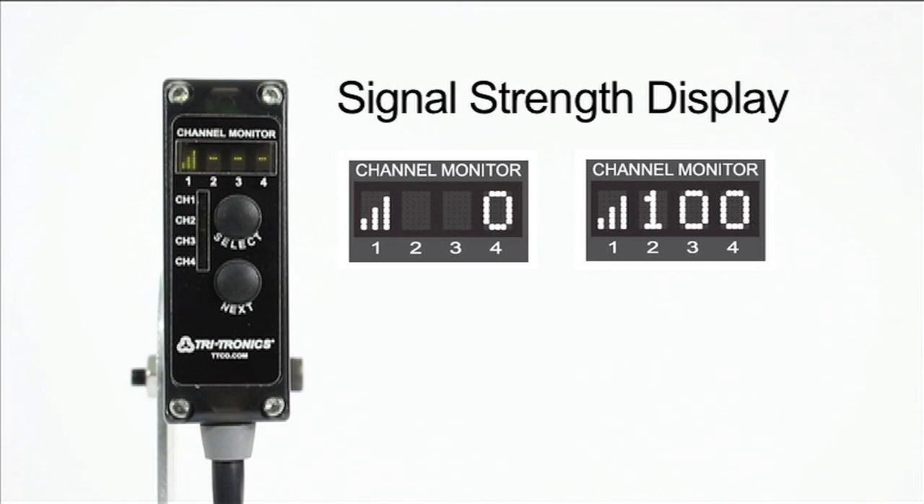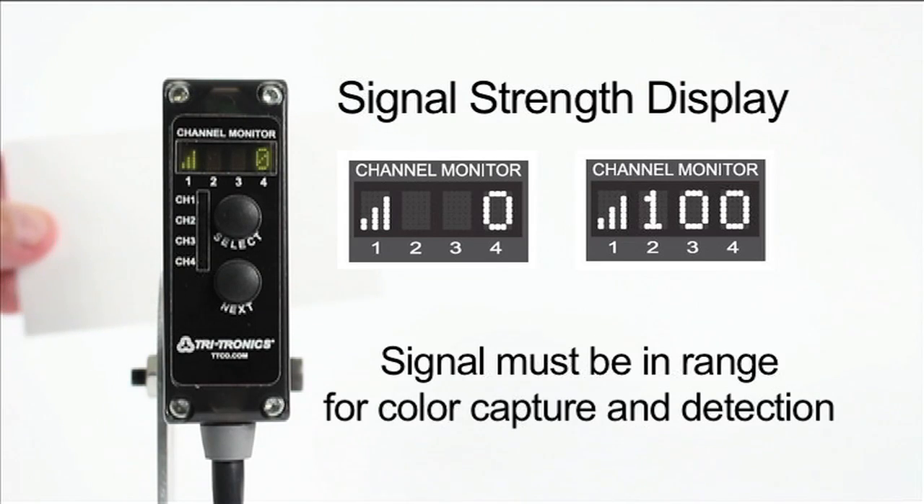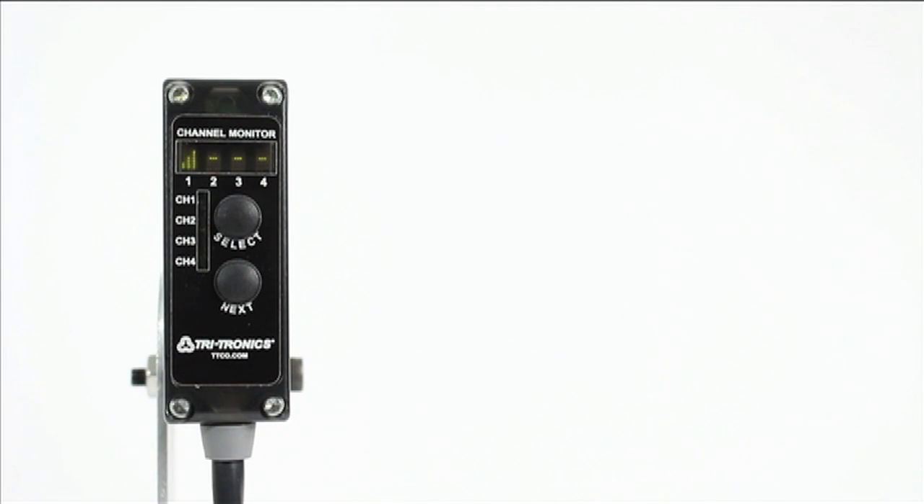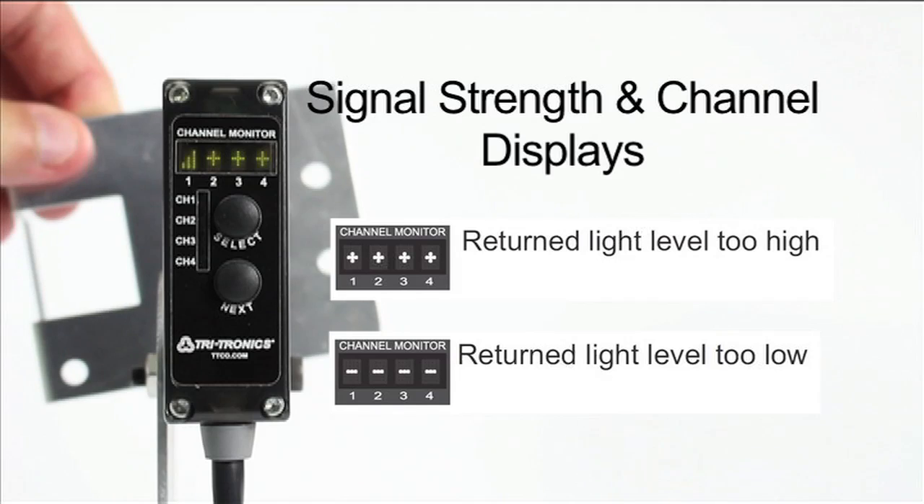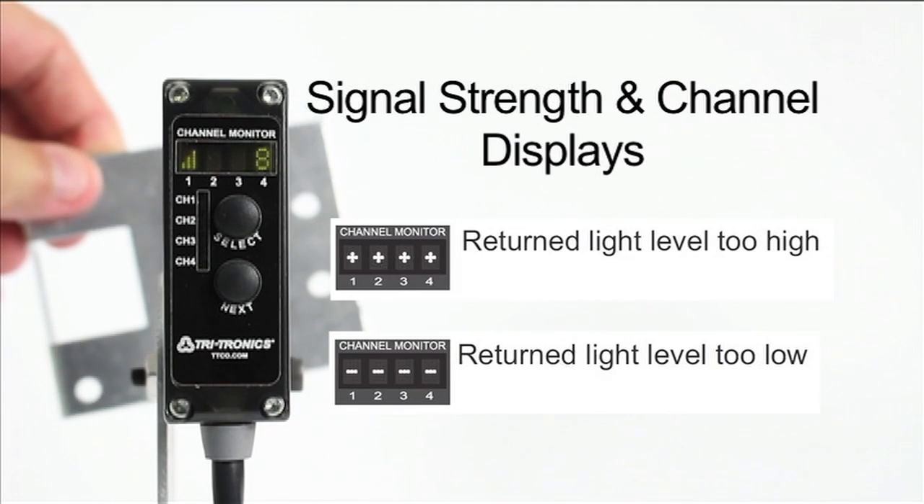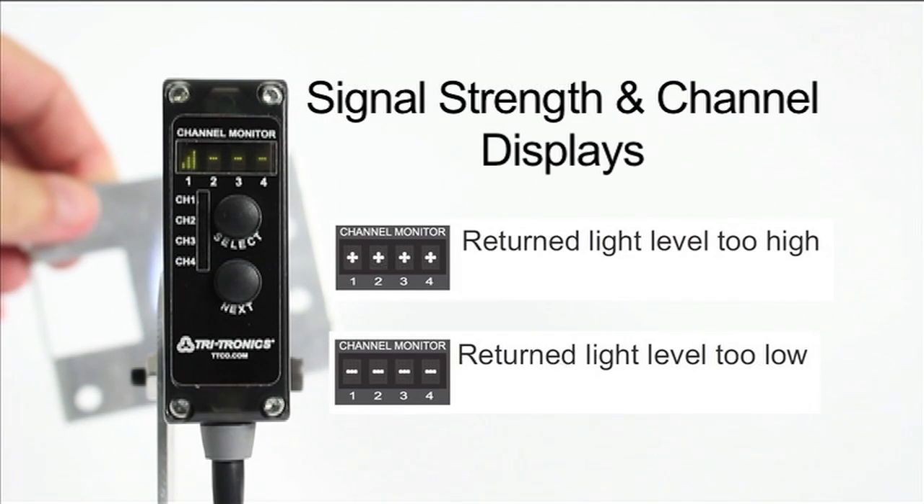The signal strength display will show a number from 0 to 100 when the return signal is within the acceptable range. Ideally, the number on all targets should be as high as possible within this range without going over. For both the channel monitor and signal strength display, if too much or too little light is received, the display will show plus signs or minus signs across the display, indicating this condition.